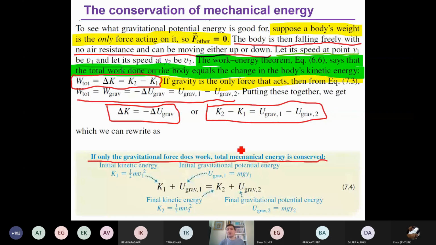Now let me continue with the conservation of mechanical energy. Here you see mechanical energy. What is the meaning of mechanical energy? Mechanical energy means that we are talking about kinetic energy, which we learned during the last lecture, plus potential energy. This is called mechanical energy and is shown by E. Now we will discuss the conservation of mechanical energy.